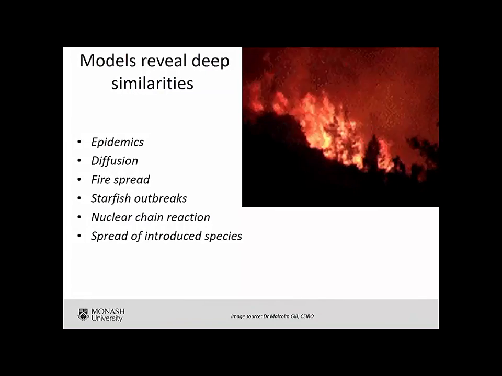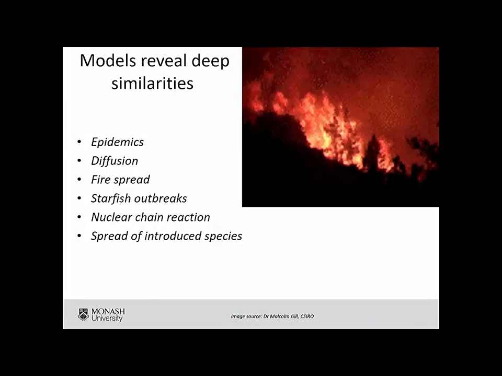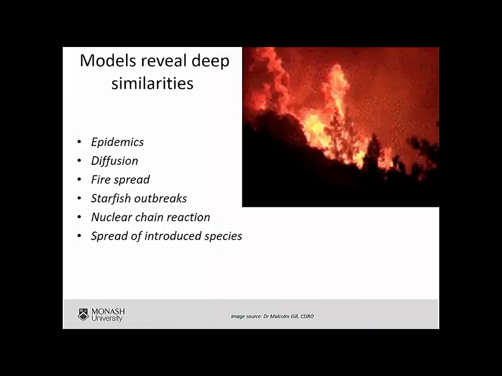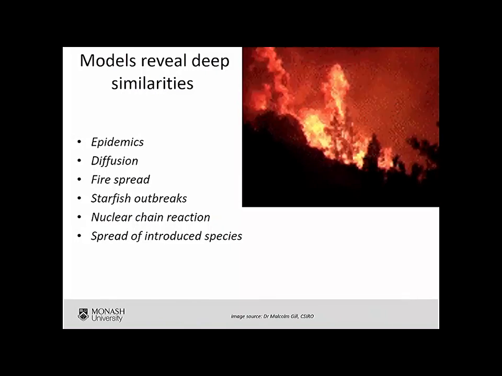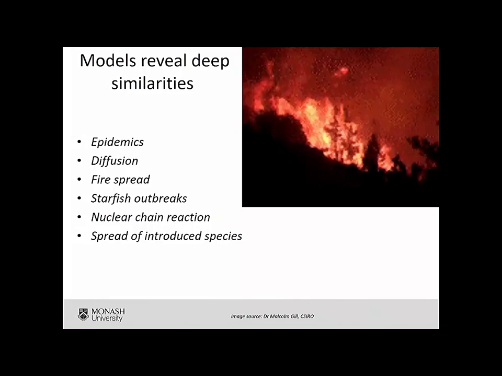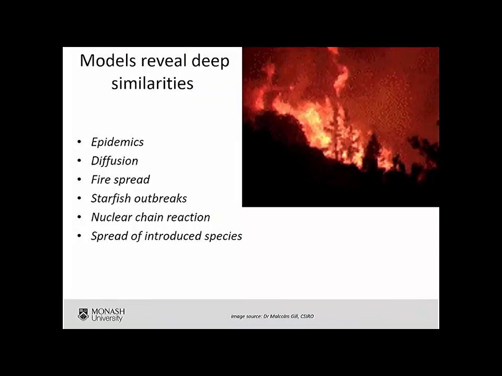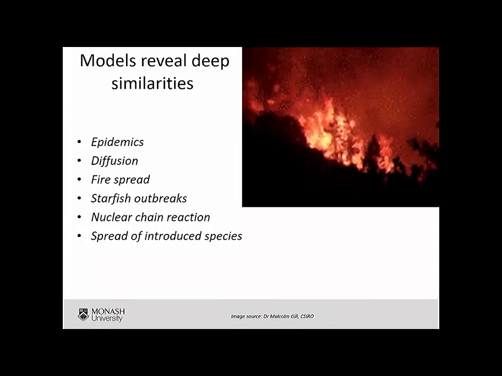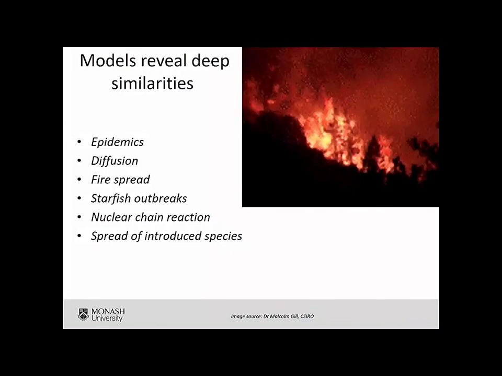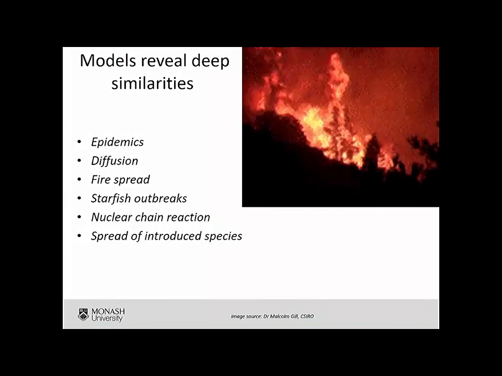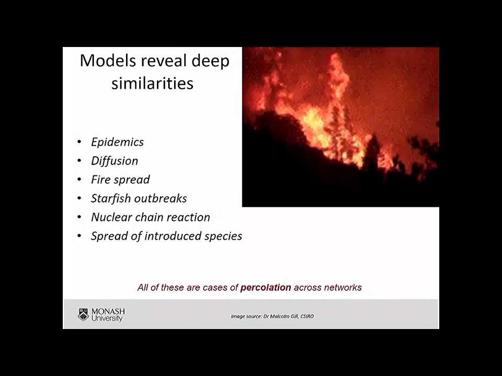If we think about all these kinds of models that we might make, modelling an epidemic, or modelling fire spread, or modelling a nuclear chain reaction, the epidemic might be at the world level, and the nuclear chain reaction might be down in little microns, looking at individual atoms. All of these model the same thing. They all model basically a spread of percolation across networks.